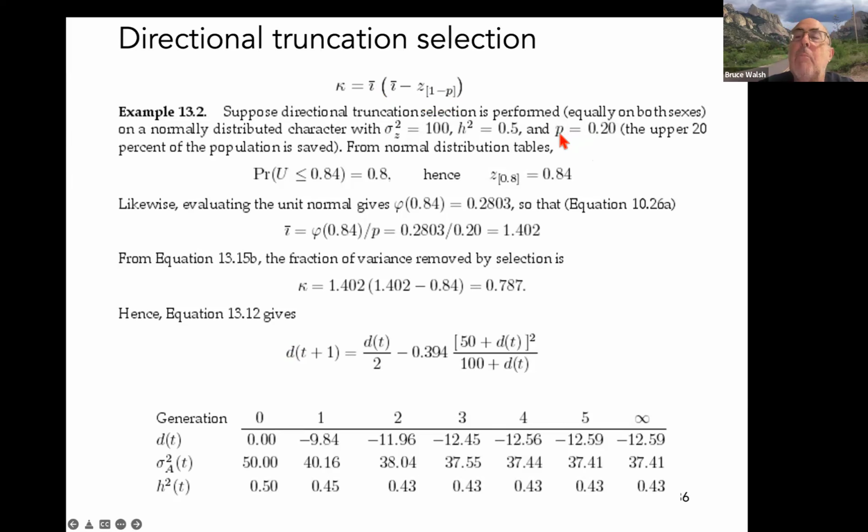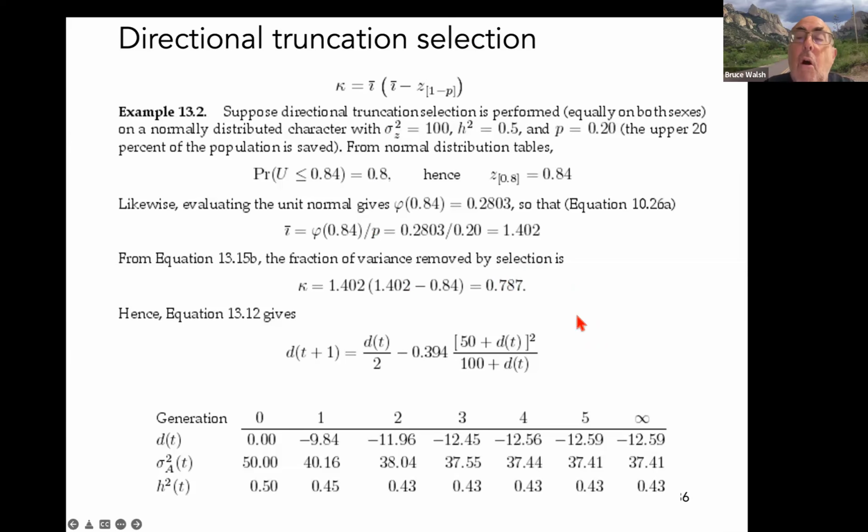Suppose I select the upper 20% of the population. My heritability is 50%, and my starting phenotypic variance is 100. So if I select the upper 20%, that gives me an intensity of 1.4. There's that z value that I use. So my reduction in variation is about 0.8. The variance in those selected individuals is only about 20% of the variance of the entire population.